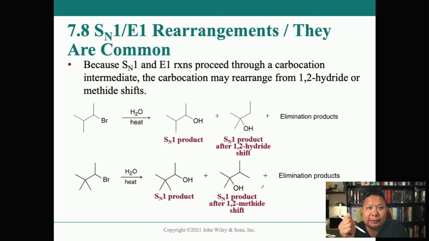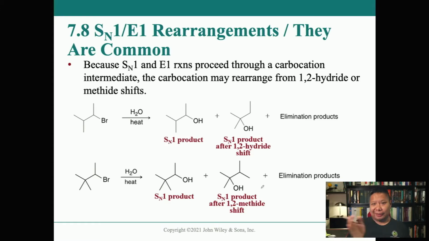So in SN1 and E1 reactions, rearrangements are pretty common because these reactions proceed through a carbocation. Recall from a previous lecture, I think it was the one before that, where a carbocation will rearrange itself through a hydride or methide shift to form a more stable carbocation. That was the one where I was talking about how a tertiary carbocation is more stable than a secondary carbocation, and a secondary carbocation is more stable than a primary carbocation, right?